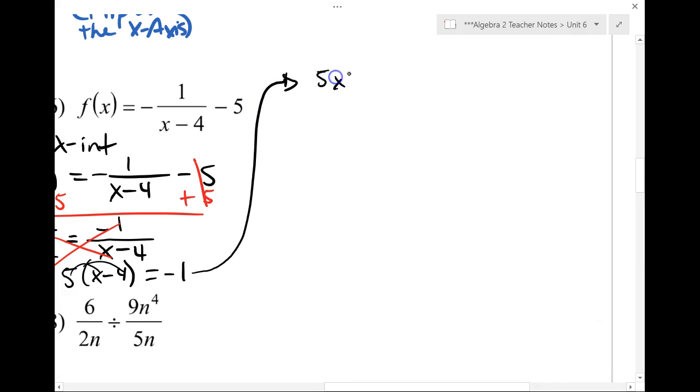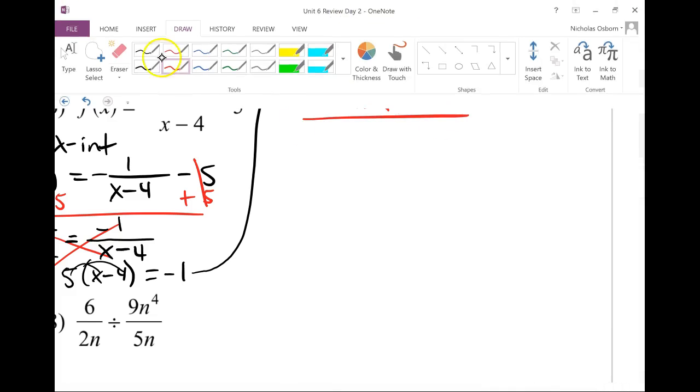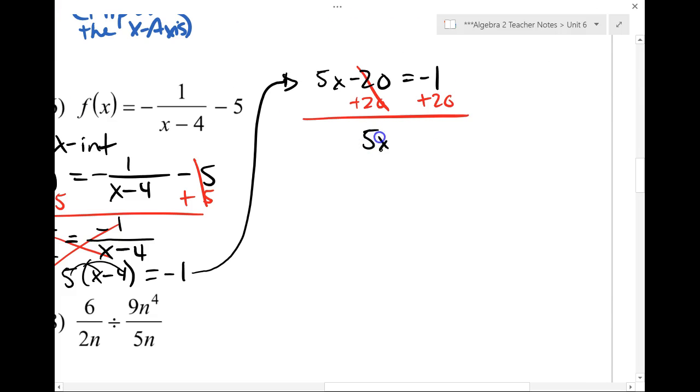So 5x minus 20 equals negative 1. And then again, you need to isolate that x. So let's add 20 to both sides to remove this 20 from here. And now we'll have 5x equals negative 1 plus 20, which is positive 19. And the last step would be divide both sides by 5 to rid ourselves of that 5 next to the x. And now we have 19 over 5.